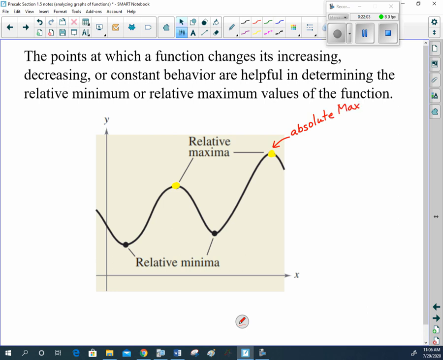And you could do the same thing for mins. So we could say, here's a min and here's a min. Those are both mins. What's the absolute min? This one right here. It's the lowest. But if you just want to say the max or the mins, we just talk about all of them.